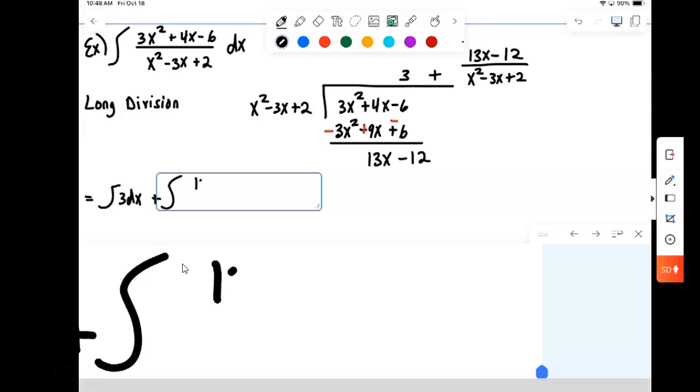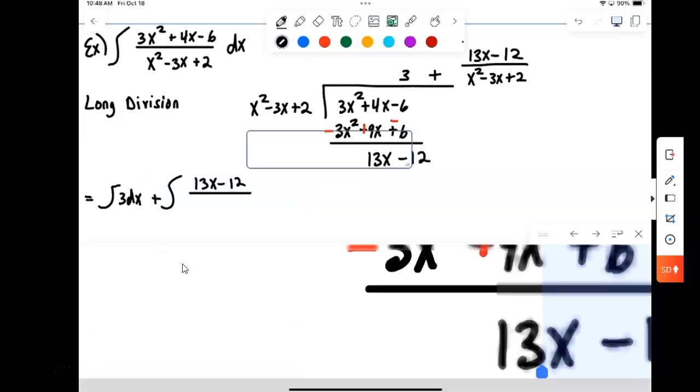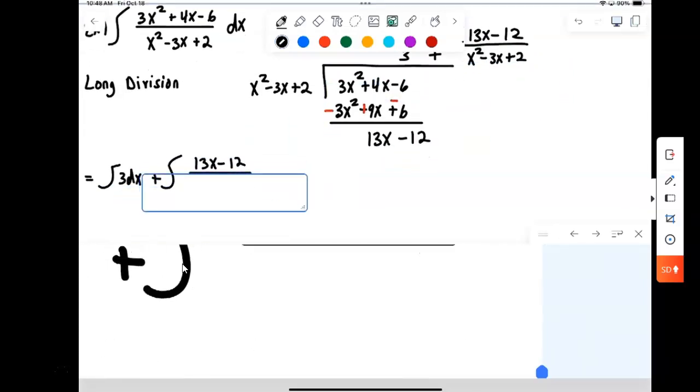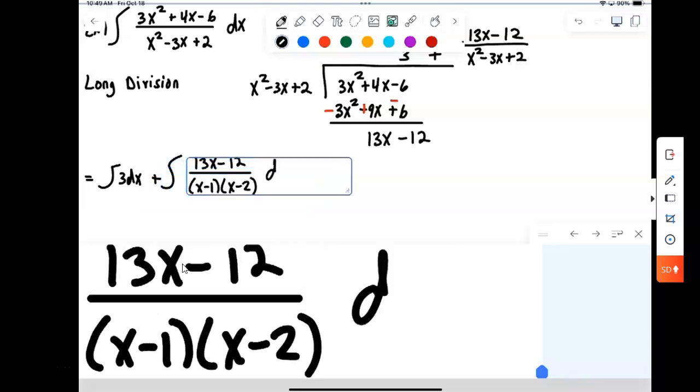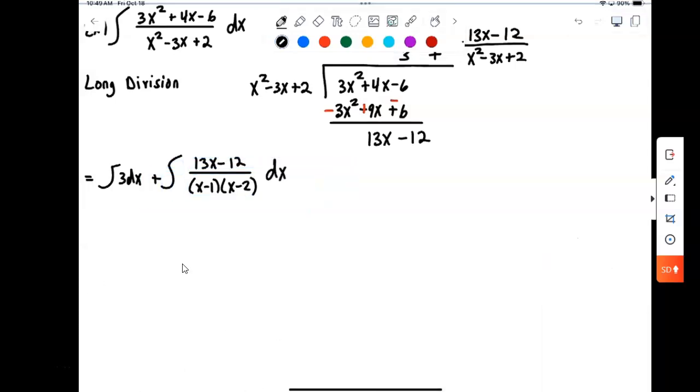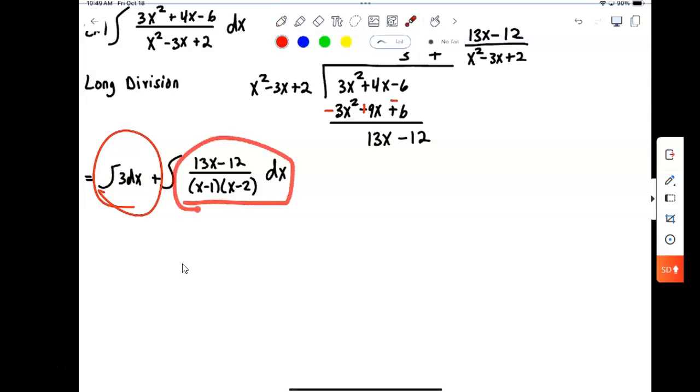So we can rewrite this as 13x minus 12 over that denominator, which will now be things that multiply to be 2 and add to be negative 3. That'll be x minus 1 and x minus 2, dx. Okay, so I'm just going to draw a big circle around this 3 dx. We'll come back and focus on that later. Right now, we want to turn our attention to this problem here.